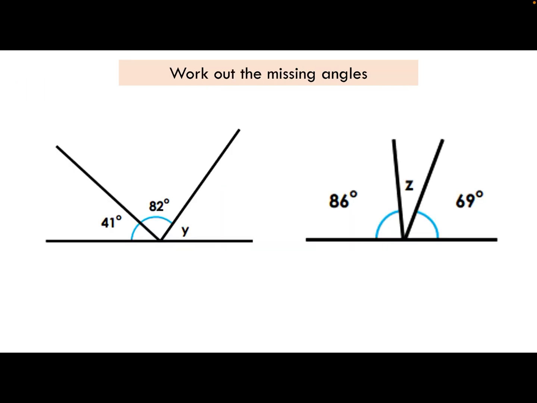Treat this as information you know and information that you don't know. Now this is y and z, but it could be any letter. So give this a go. Remember, 180 is equal to what we know and what we don't know. So to work out what we don't know, we take 180, we take away what we know, and then we get what we don't know. So pause the video, give it a go.